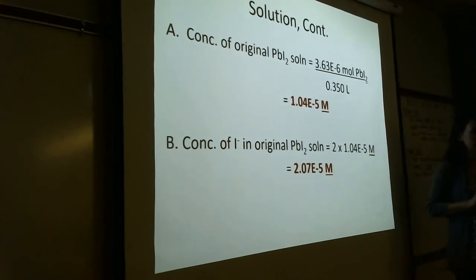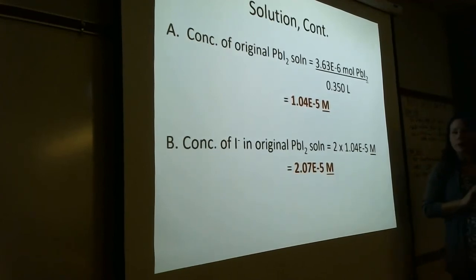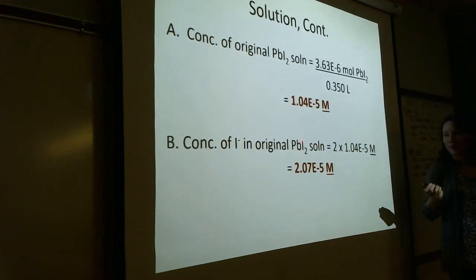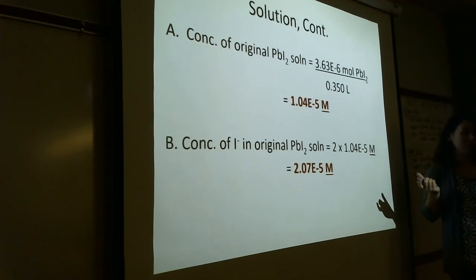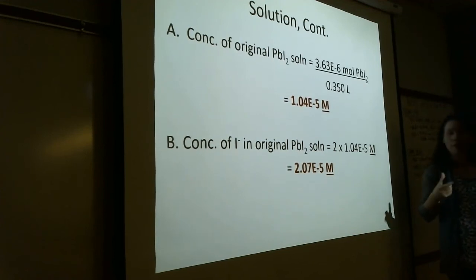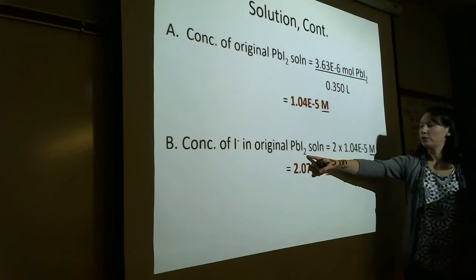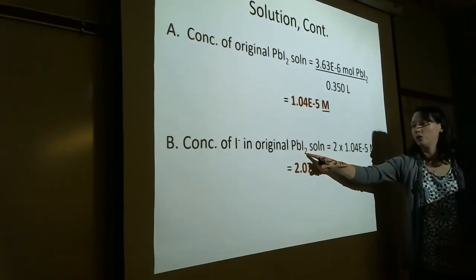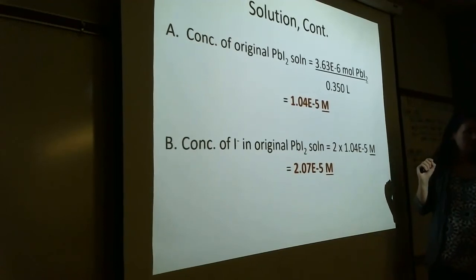Does this one make sense? I believe on your homework, there's one, obviously not using an insoluble substance, but it's asking for concentration of a particular ion, right? So you would just multiply 2 times whatever the molarity is, because every time this breaks down, you get 2 iodides. Does this make sense?